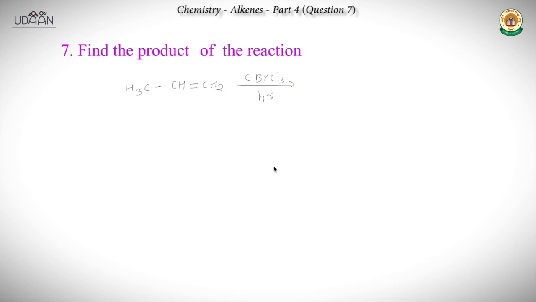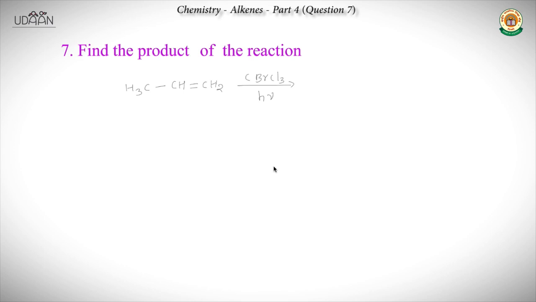An easy peasy question. Find the product of the following reaction. We have propene with us, right? Yes. So we're going to react propene with CBrCl3 in the presence of sunlight. And we're going to see what product we get.